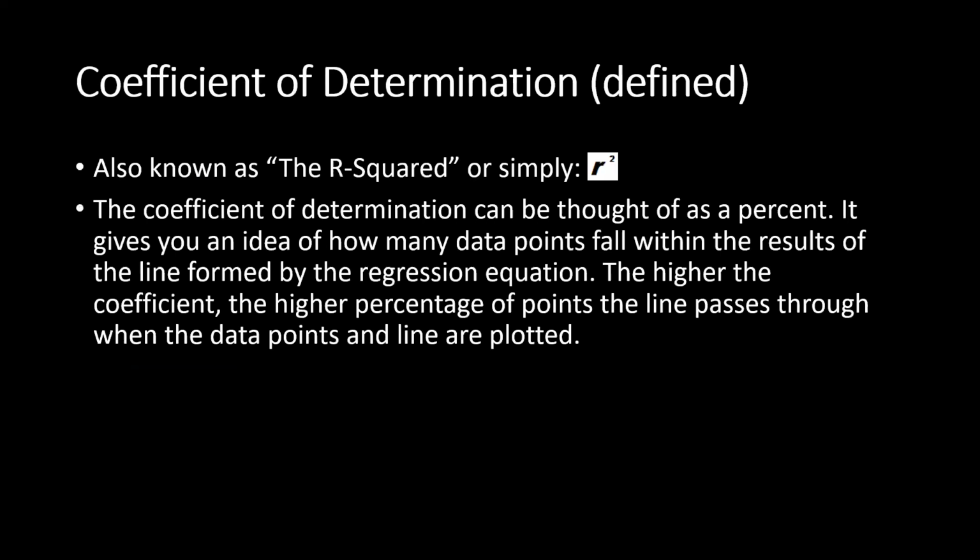And let's talk a little bit more at length about the coefficient of determination, because it's a very important concept. So the coefficient of determination, also known as R squared or simply lowercase r squared, can be thought of as a percent. It gives you the idea as to how many data points fall within the results of the line formed by the regression equation. The higher the coefficient value, the higher percentage of points the line passes through when data points and the line are plotted.